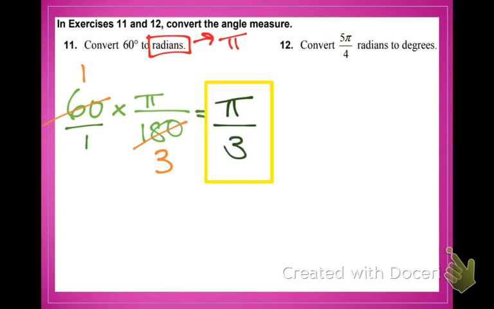If you're in Algebra 2, you're about to find out you have to memorize that 60 degrees is equivalent to pi over 3. Like, you won't use this anymore.